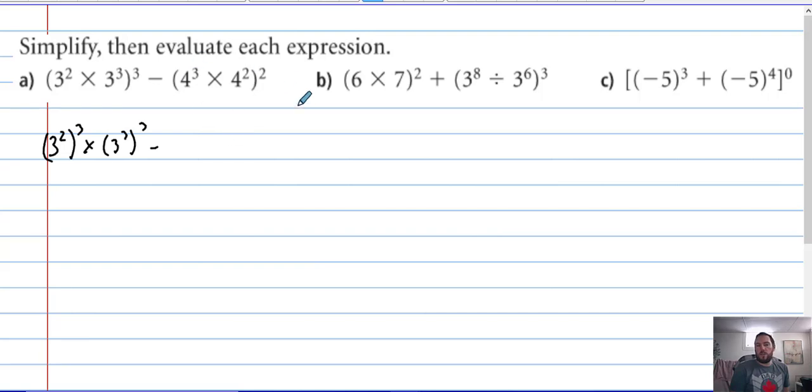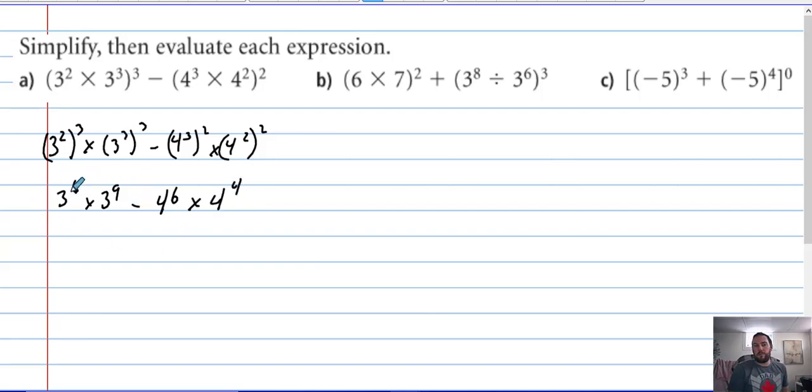And then we could do the same thing over here. So this is 4 cubed squared times 4 squared squared. And then again, because we have a power to a power, we can multiply them. So 2 times 3 is 6, and 3 times 3 is 9, and then 4 to the power of 3 times 2 is 6, and 4 to the power of 2 times 2 is 4.